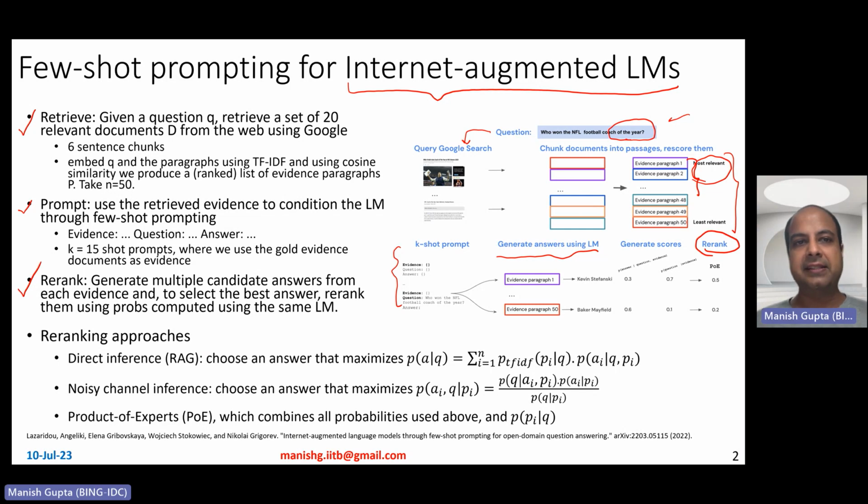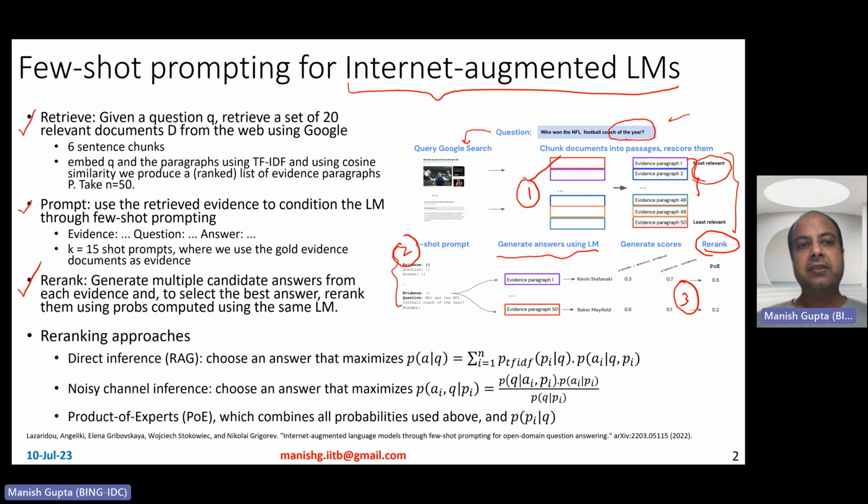Now let's look at some details. So basically there are three steps. One is retrieve, this is the first step. Second is prompt. So do the prompt, get the answers from the language model. And third is re-rank. Basically third is re-ranking.